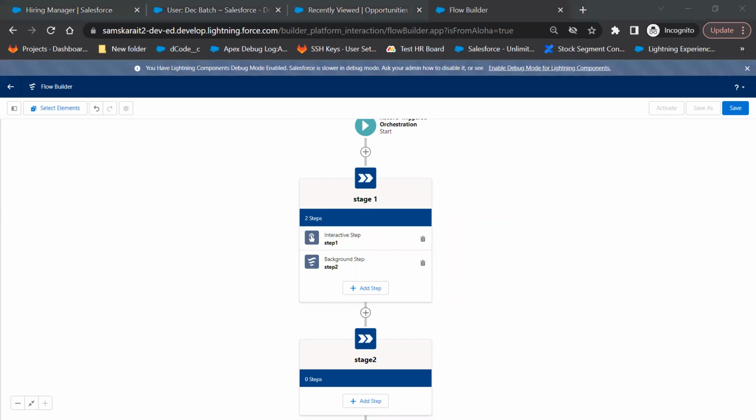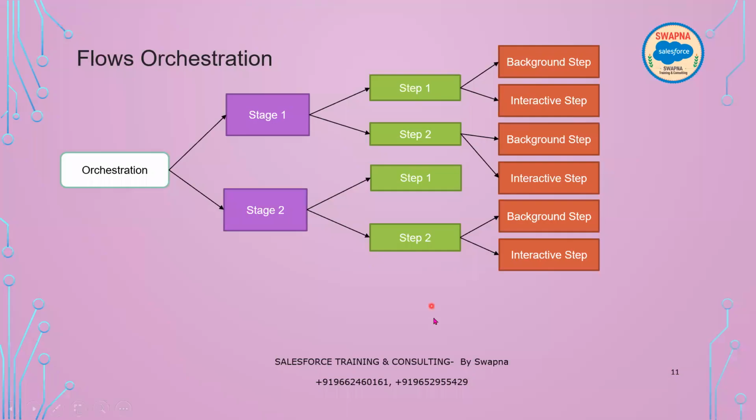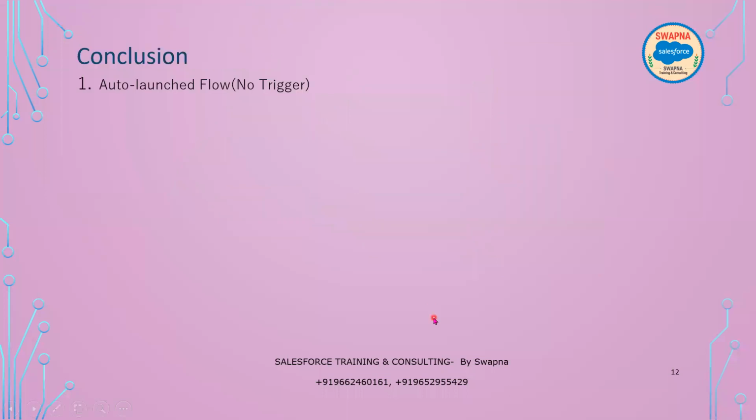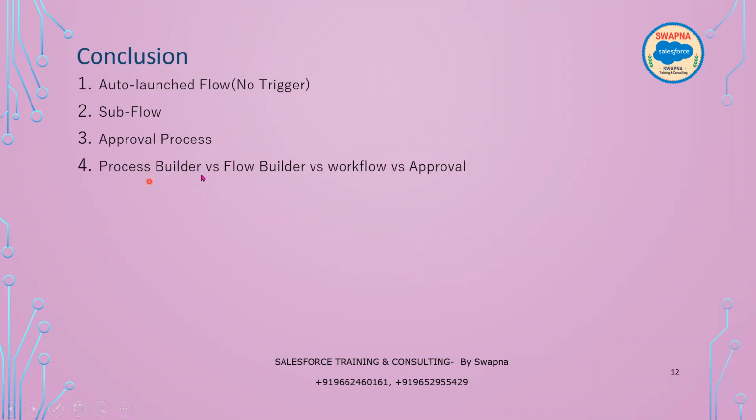So we'll take a use case next time and we will build one flow orchestration. So far we have seen the auto-launch flow. Subflow, I just gave a hint on how to create a subflow, which is straightforward. And approval process, we have seen how to create an approval process. Process Builder versus Flow Builder versus flow versus approval, what are the differences, and flow best practices, and then just an introduction to flow orchestration. That's all we have seen.